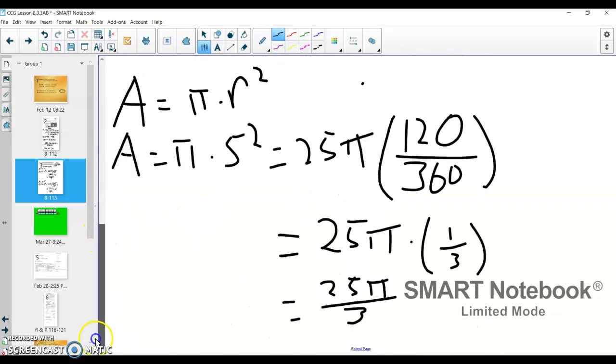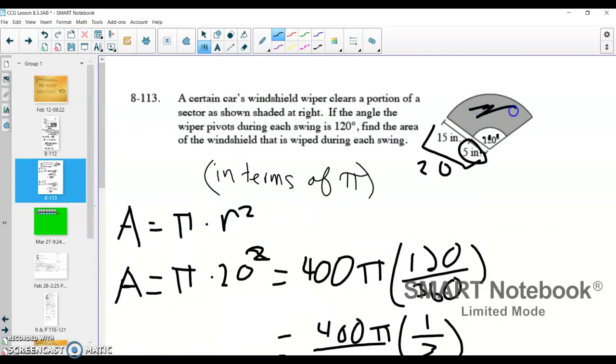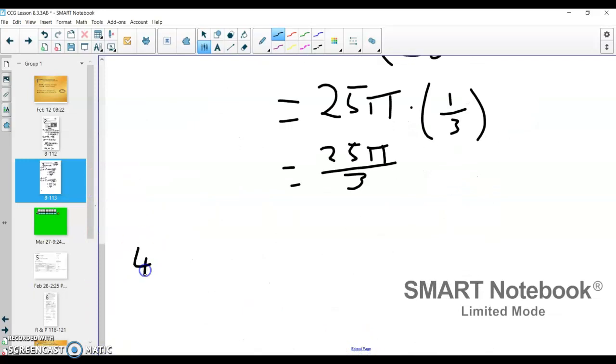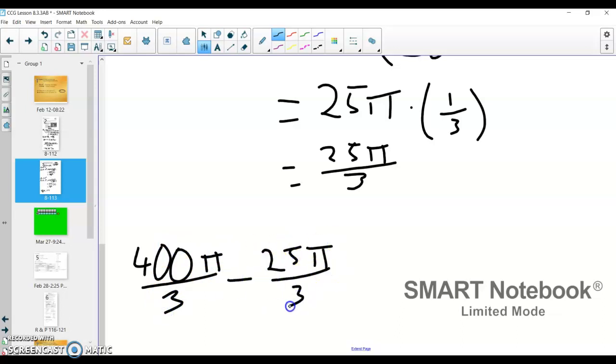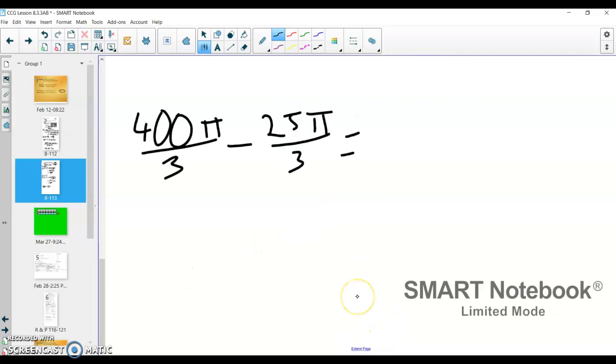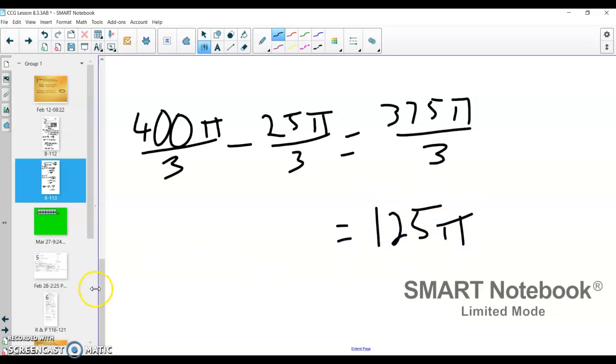So now I have the area of just the unshaded part, and to find the area of the shaded part, I need to take the total area of the sector, so 400 pi over 3, and I need to subtract out the unshaded, 25 pi over 3. What that leaves me with is 375 pi over 3, which reduces down to 125 pi. I believe this is in inches, and so that's 125 pi inches squared. And that right there is my final answer, the area of the shaded part.